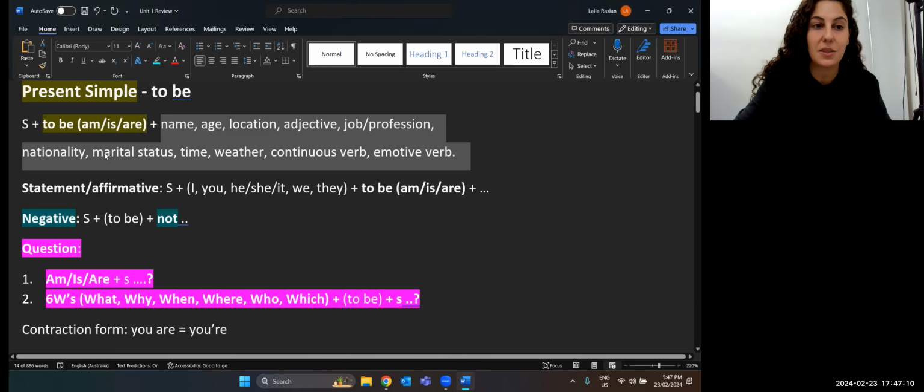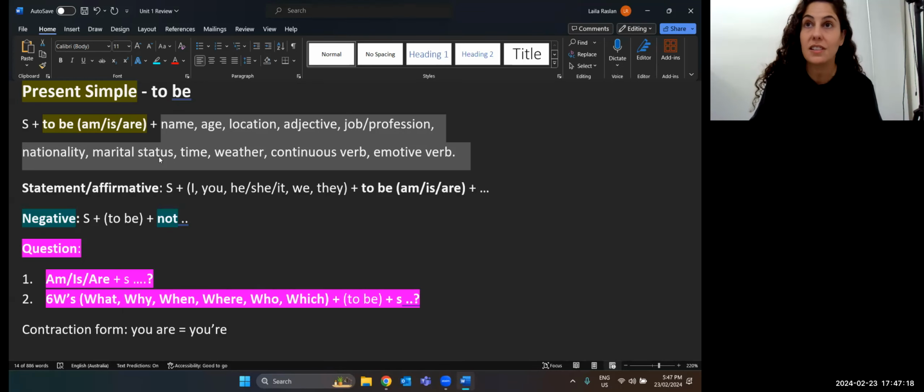Sorry, I forgot to mention this one. Marital status means if you are single, if you're in a relationship, if you are married, if you are divorced, if you are widowed. That means you've lost your partner.